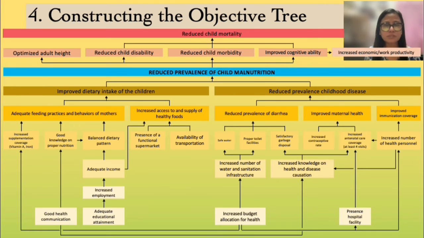To do the objective tree, just go back to the problem tree, and for each box, you reverse the sense. For example, increased prevalence of child malnutrition becomes reduced prevalence of child malnutrition. And poor dietary intake of the children becomes improved dietary intake of the children, and so on and so forth.